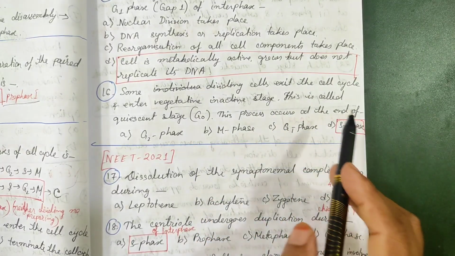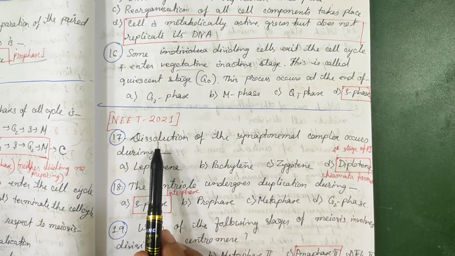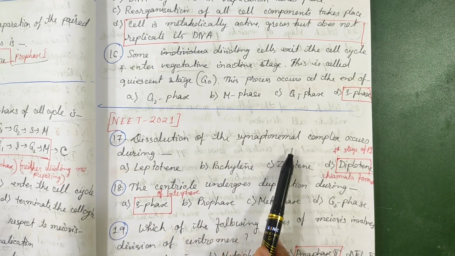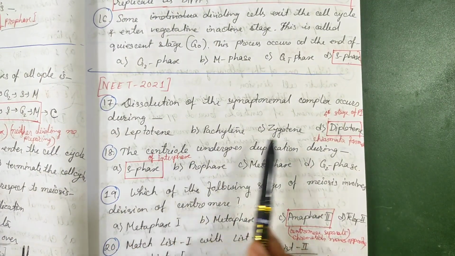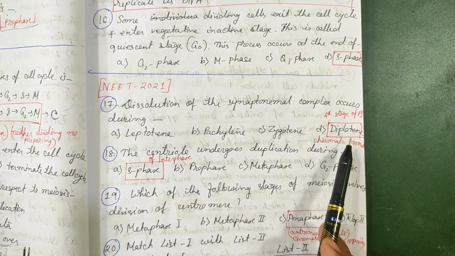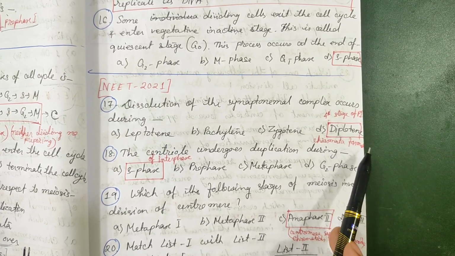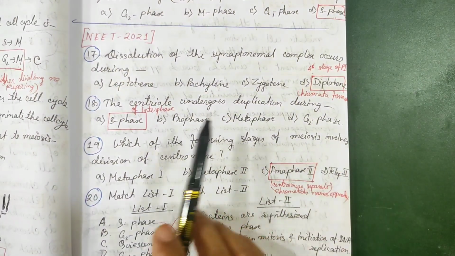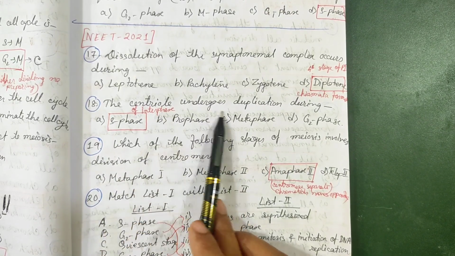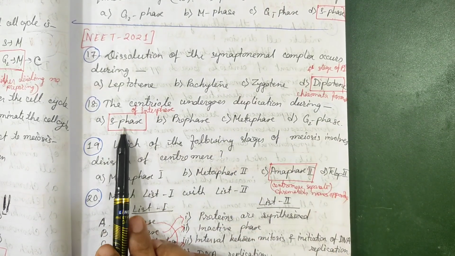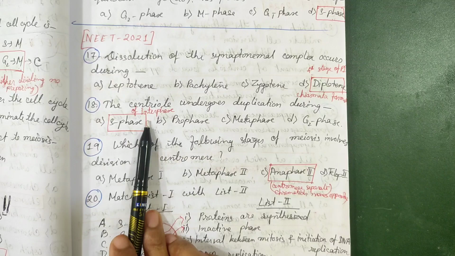Okay. Next question, 17: dissolution of synaptonemal complex occurs during the diplotene stage. Okay, the diplotene stage is the fourth stage of prophase 1, that is chiasmata formation. Next question, 18: the centriole undergoes duplication during S phase of interphase.